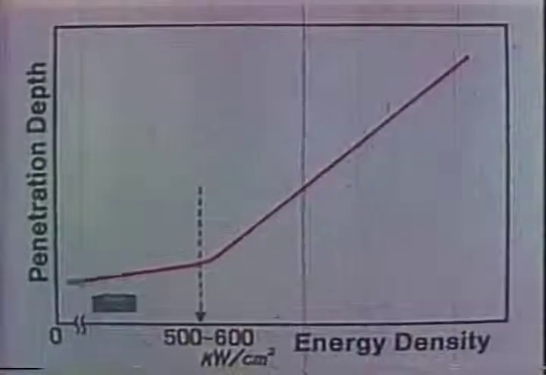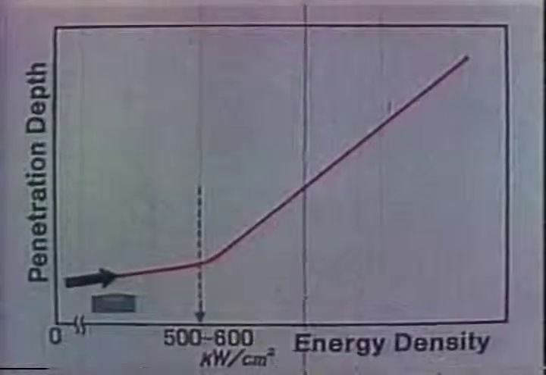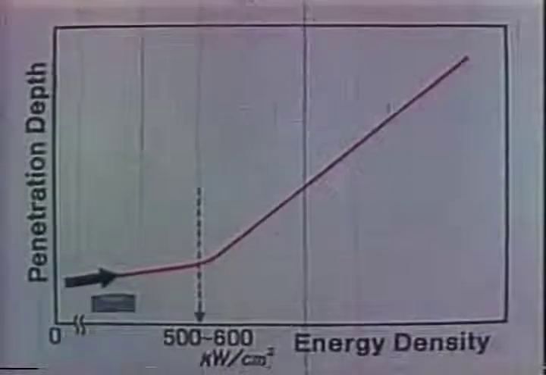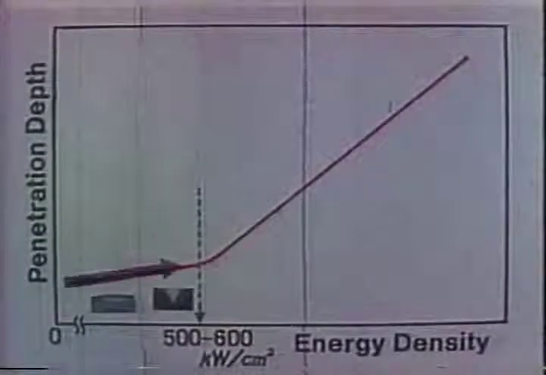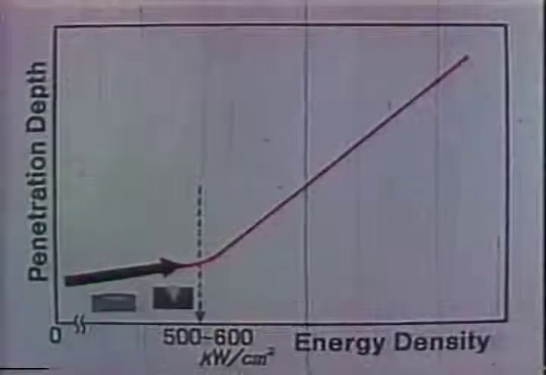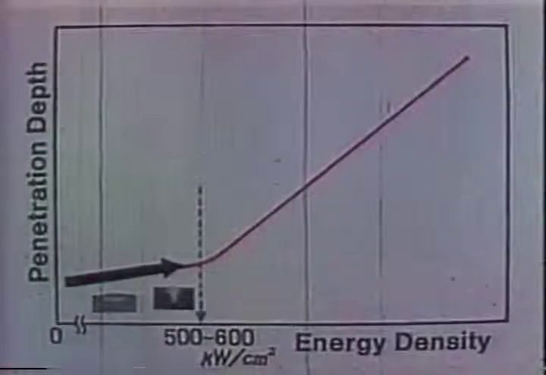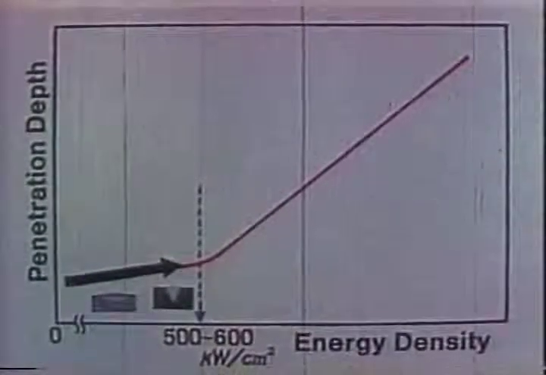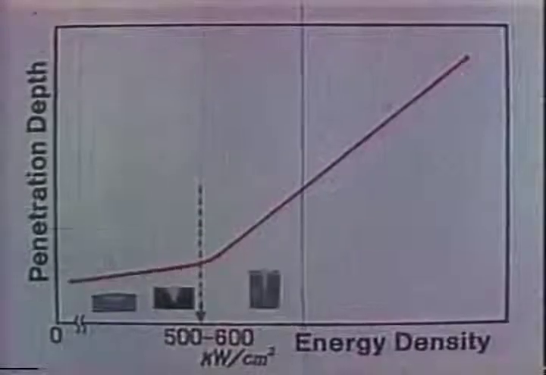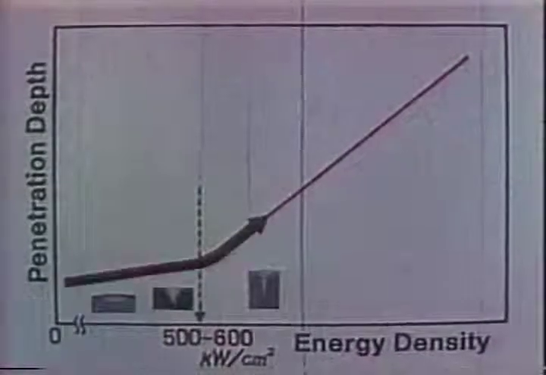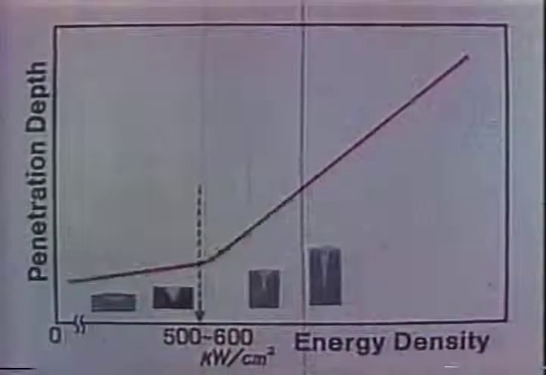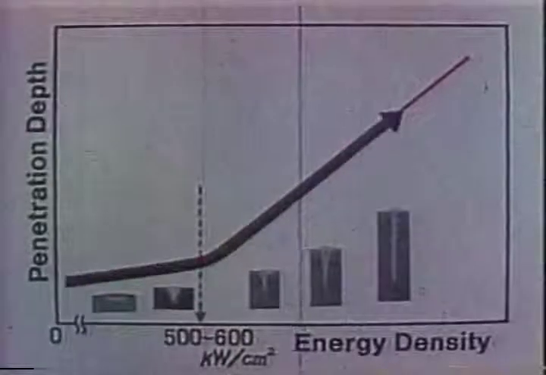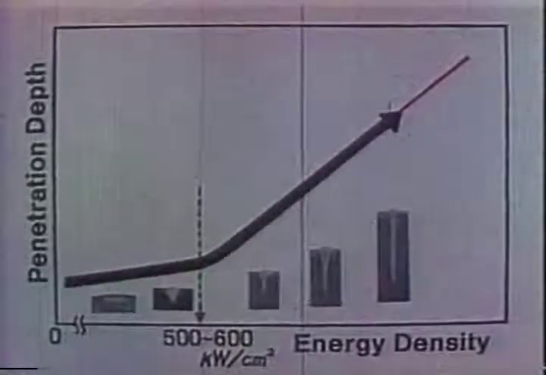To begin with, when the beam energy density is below 100 kilowatts per square centimeter, the penetration is shallow and the bead is very wide. If the energy density is increased, say up to 500 kilowatts per square centimeter, the penetration depth becomes comparable to its width, and there takes place some deep penetration at the center, though the whole depth is still shallow. But by a further increase in the energy density to over 500 kilowatts per square centimeter, a very narrow and deep bead appears, as seen here. With a still further increase in the energy density, only the penetration is enhanced.